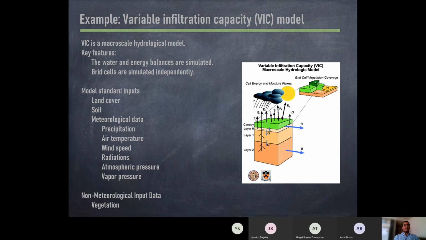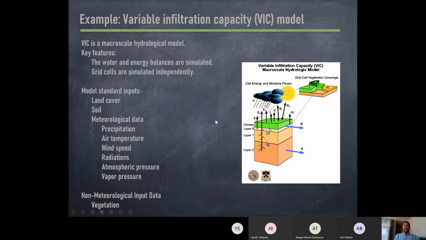So the energy and water is also calculated, and balance is simulated. So you use grid cells like the one that I'm showing in this illustration on the right. So you do grid cell based analysis. Each of these grid cells is a representation of a chunk of the physical area.